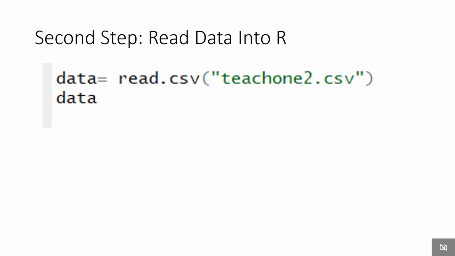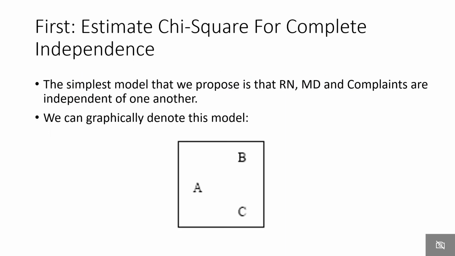The second thing we need to do is to save that file as a CSV file and read that data into R. The first thing we need to do is to estimate chi-square for complete independence. The simplest model that we propose is that RN, MD, and complaints are independent of one another. And we can graphically denote this model like this.